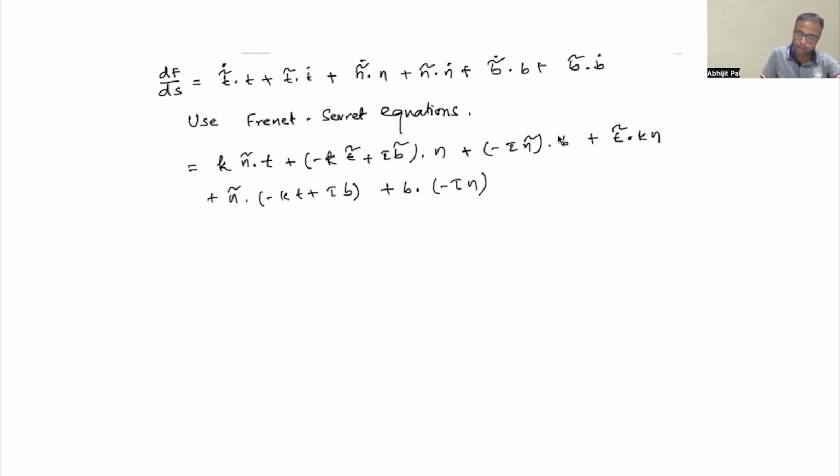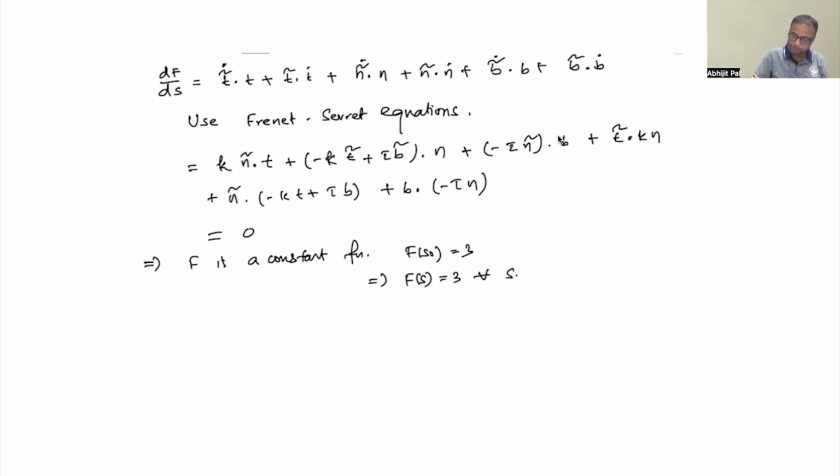So we'll get this thing, and so this will be equal to 0. Okay, so this shows that f is a constant function and f of s naught equals 3. So this implies that f of s is equal to 3 for all s. Okay, so we have this thing here.